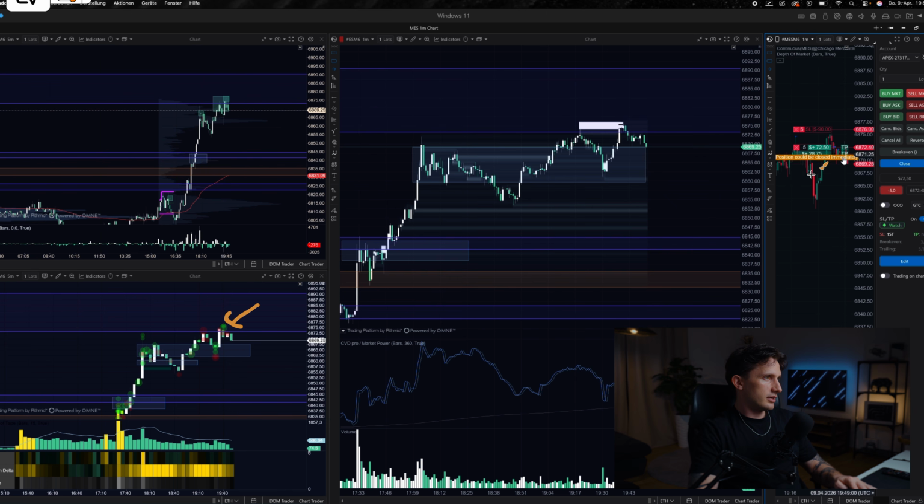And as you can see right here now, the market is coming to the downward side a little bit. So I'm going to make my take profit down here. As you can see on the left hand side on the heat map, there's liquidity down here. So I want to target this liquidity.